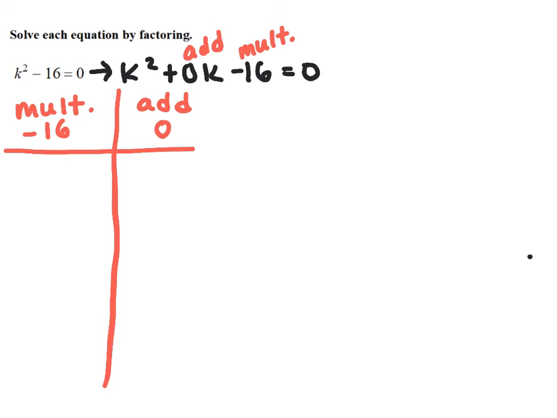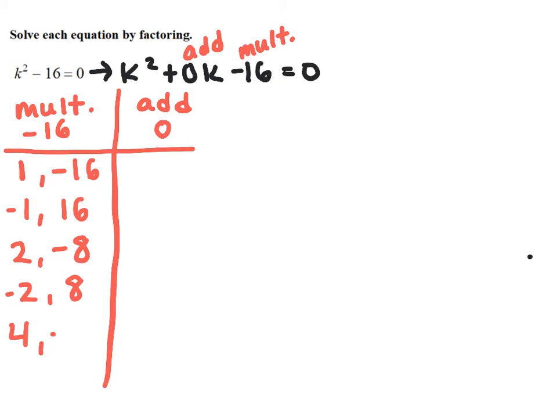And if I divide, since it's negative, it's going to be a positive and a negative. 16 divided by 1 would give you 16. So I have 1 and negative 16, or negative 1, positive 16. 16 divided by 2 is 8. So I have 2 and negative 8, or negative 2 and 8. 16 divided by 3 is a decimal. 16 divided by 4 is 4. So I'd have 4 and negative 4.